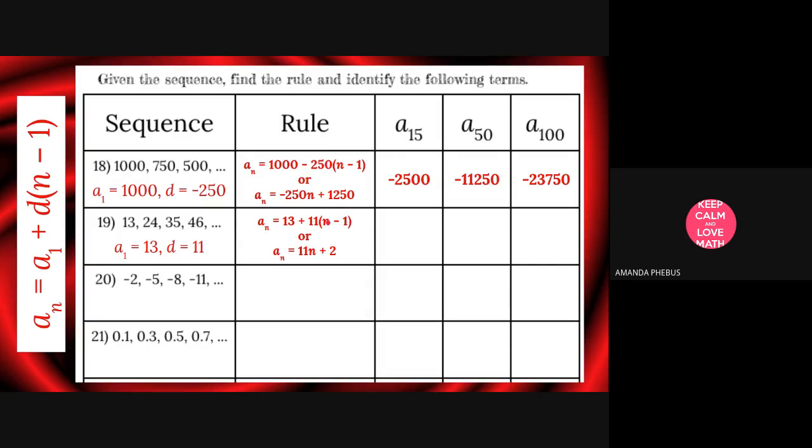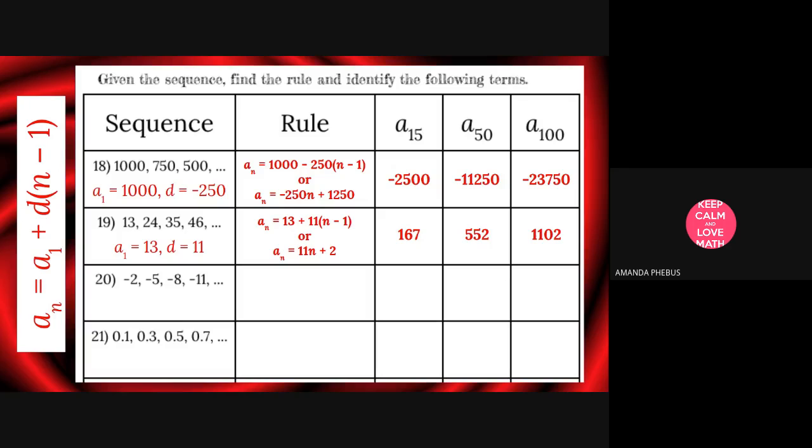All right, we're going to plug in 15. Doesn't matter if you plug it in for n here or n here, but what we're going to do is plug in 15 and work that out, and you should get 167. If I plug in 50 for n, I should get 552. And if I plug in 100 for n, I should get 1,102.